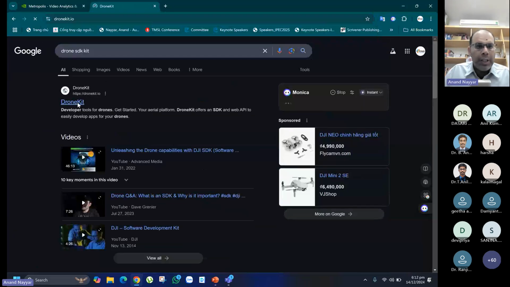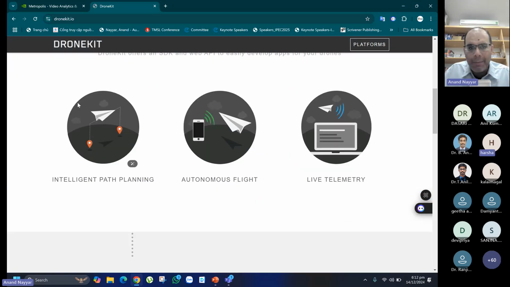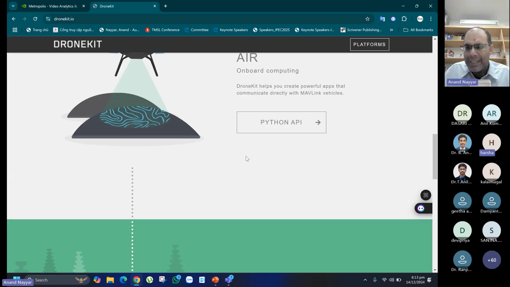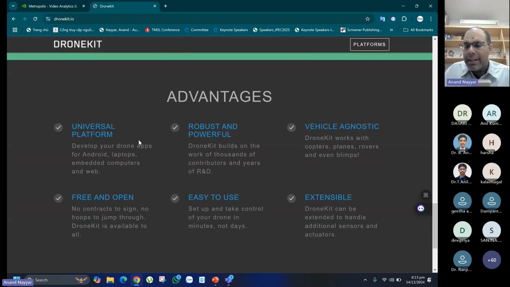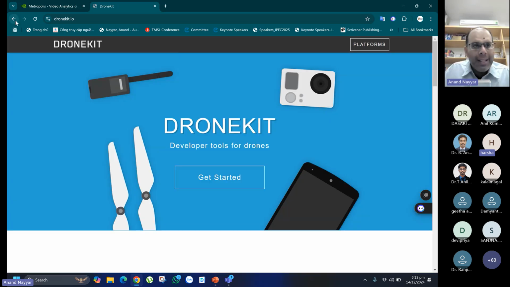Sir, can you see this website called DroneKit? This is your answer. First of all, you can go to DroneKit. If you want a real-time platform for intelligent path planning and autonomous flight, and a Python API, this is the best answer. This platform is a little bit open source. So number one is this one.